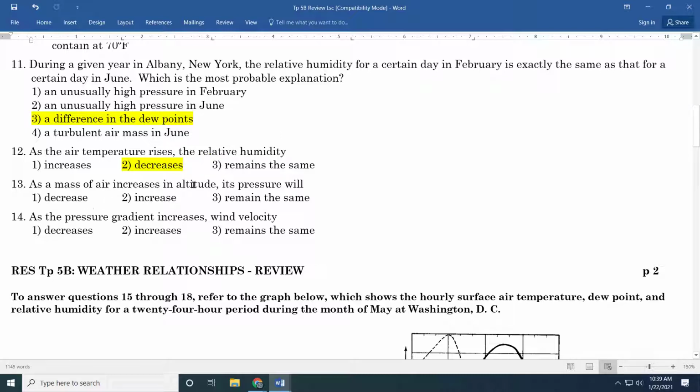As a mass of air increases in altitude, its pressure will decrease. The higher you go, there's less air above you, so that means there's less pressure on you. As the pressure gradient increases, wind is caused by differences in air pressure. So if you have a small difference in air pressure, you have a small wind. If you have a big difference in air pressure, you have a big wind. So if the pressure gradient, the difference between one place and another, increases, the wind velocity will increase.